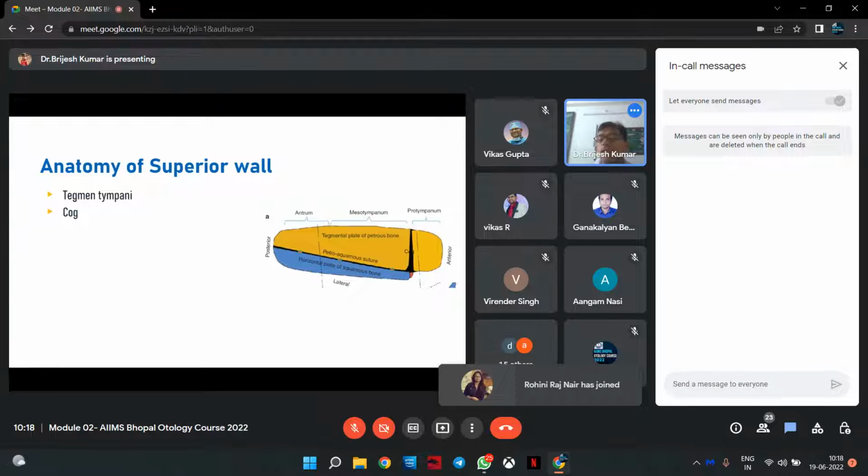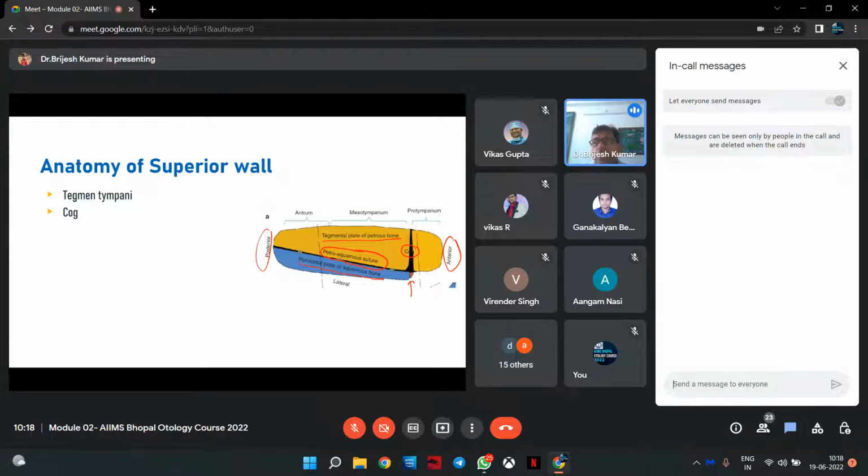Let's get oriented, that's the anterior end, that's the posterior end. It is formed by the tegmental plate of the petrous part of the temporal bone, which meets the horizontal plate of the squamous bone at the petrosquamous suture. They meet at the petrosquamous suture. So that's the tegmen tympani. And the cog is a transverse prominent crest located at the anterior end of the horizontal plate of the squamous bone.